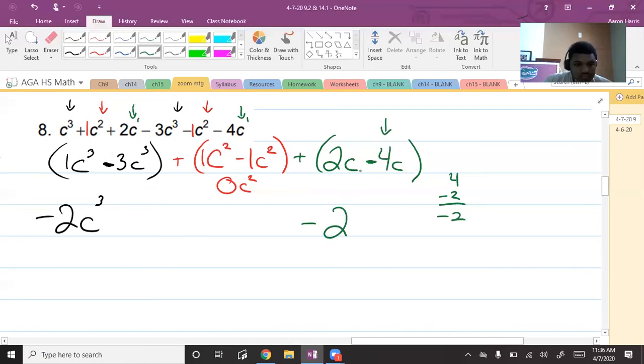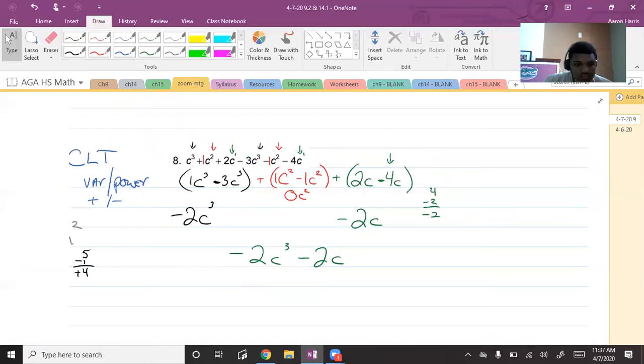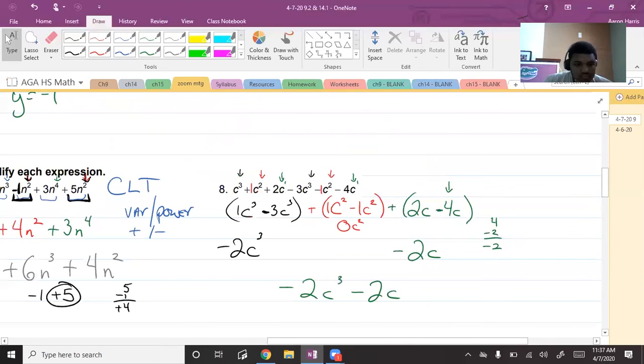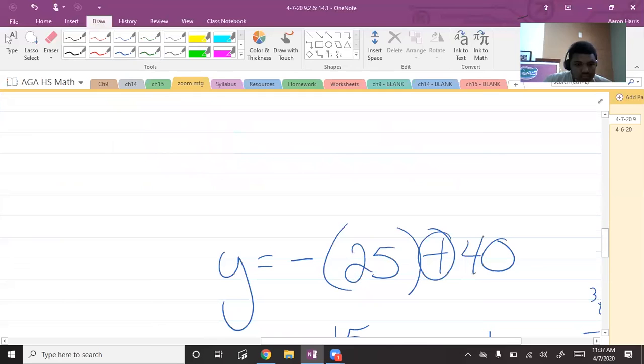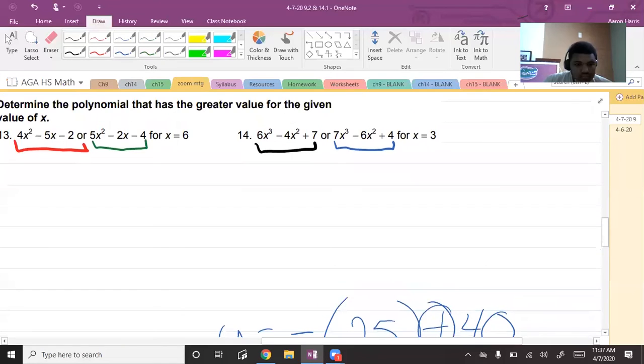-2. And what do I do with the c's? I just write it. I do not change it because we're adding and subtracting. So -2c to the third minus 2c. And that's how you combine like terms. Okay? Good on that. Any questions? Write them down. No questions? Okay. All right.